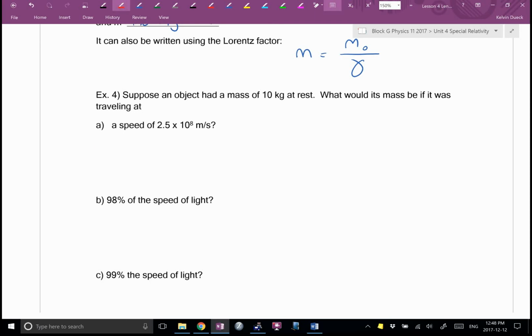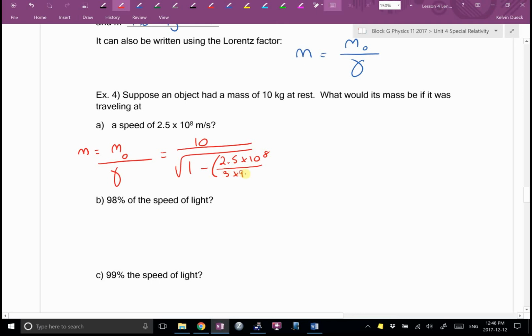So we're going to go M equals M0 over, and I got lazy, I put the gamma symbol, square root of 1 minus v over c. All right. What's the original mass? 10 divided by the square root of 1 minus... Did I give you the speed as a percentage of light this time? Because I'll have to put the 3 times 10 to the 8th in for c. So it's going to be 2.5 times 10 to the 8th all over 3 times 10 to the 8th squared.